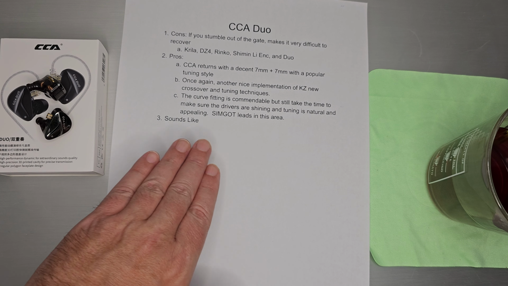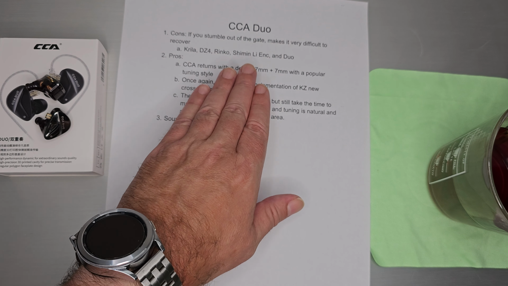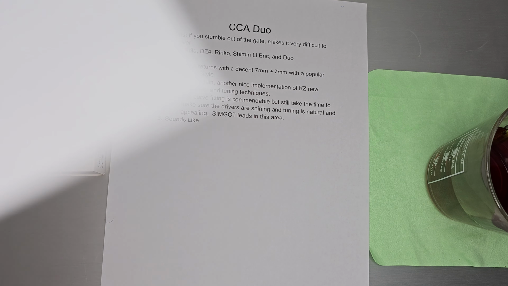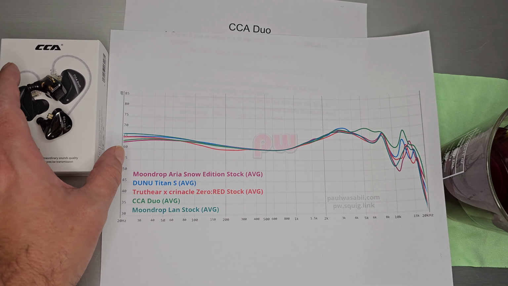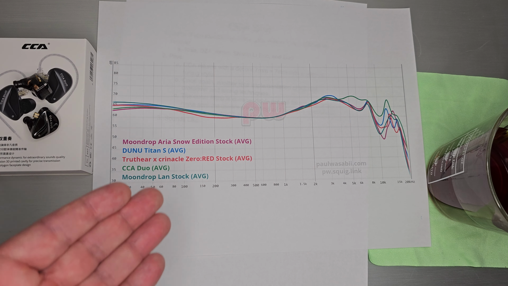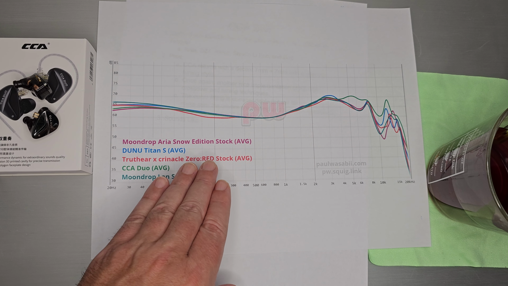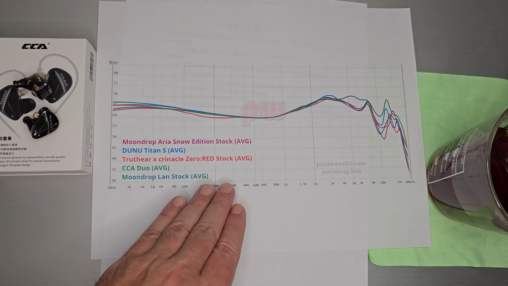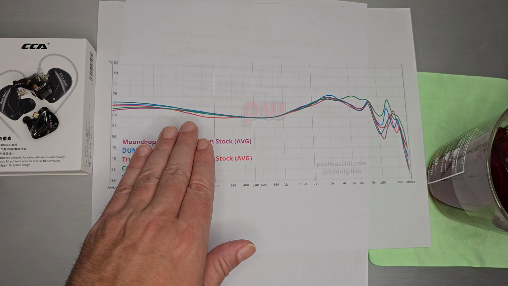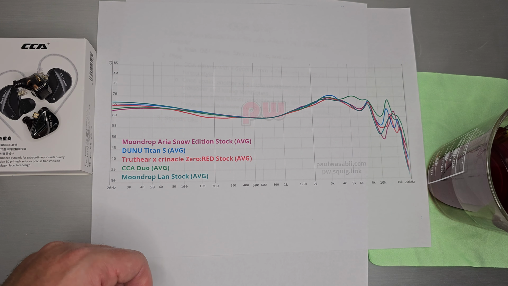And I think this part is, like I said, CCA came out of the gate and said this thing sounds like Truthear Zero Red. But I think they missed the bigger market of where it actually sounds similar. There actually is a decent-sized market of people who are looking for a set that sounds a lot like Duo. And that market is people who bought Cadenza and said it's a little bit too bloaty, a little bit too much mid-bass, it's not really detailed enough.